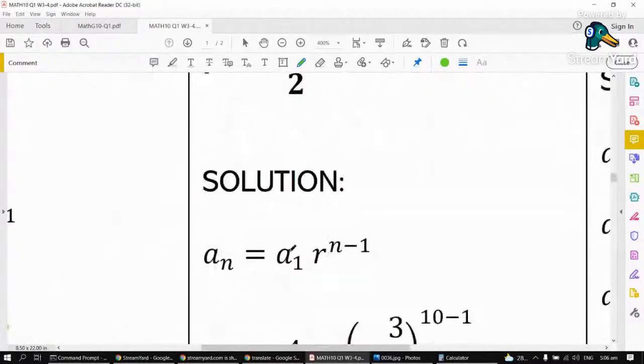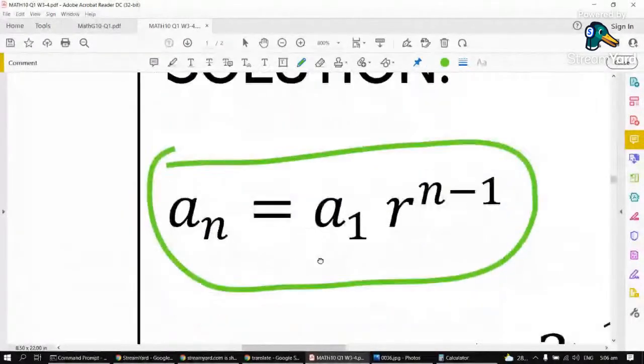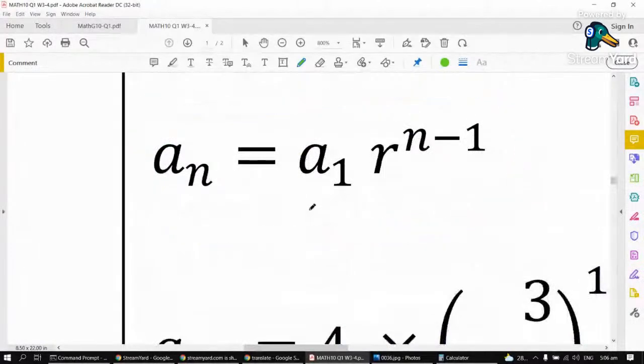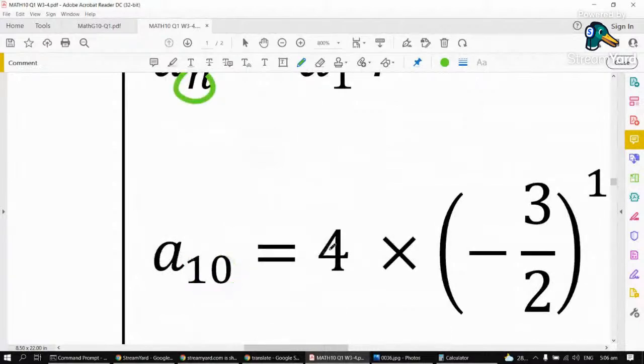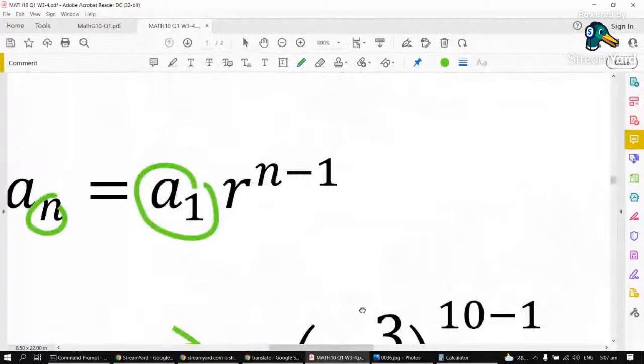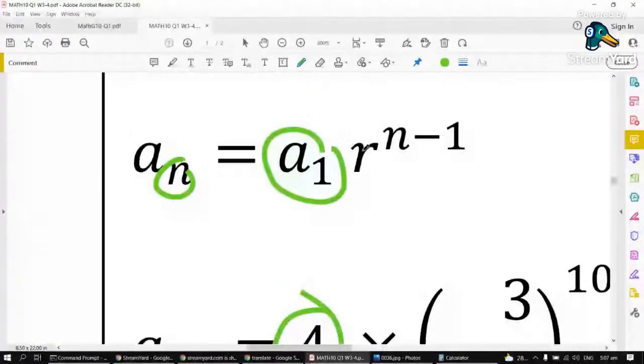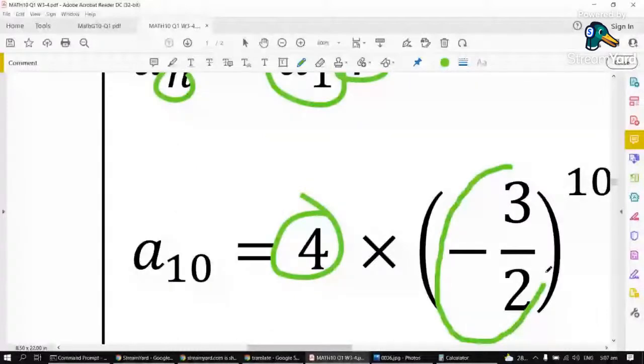So, kukumpletuhin natin ang pang-sampung term. Again, gagamitin natin ang formula. Ang formula ang magsasabi sa atin kung anong gagawin natin. So, 'tong n ay papalitan natin ng 10. 'Yung a sub 1 natin is 4. Itong r natin, ang ating common ratio, is -3/2.